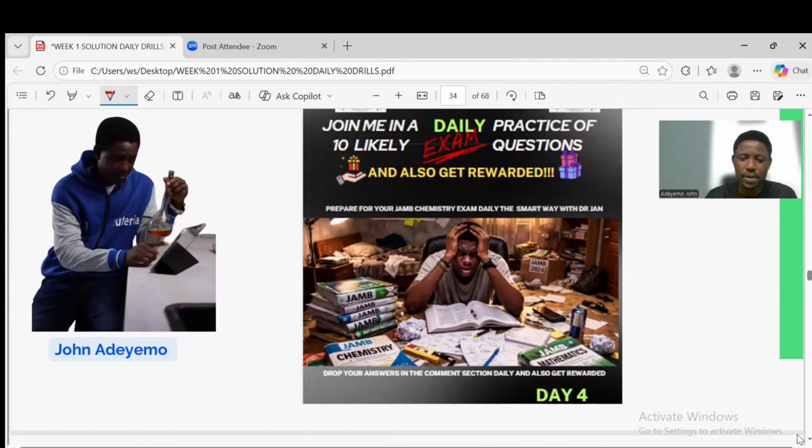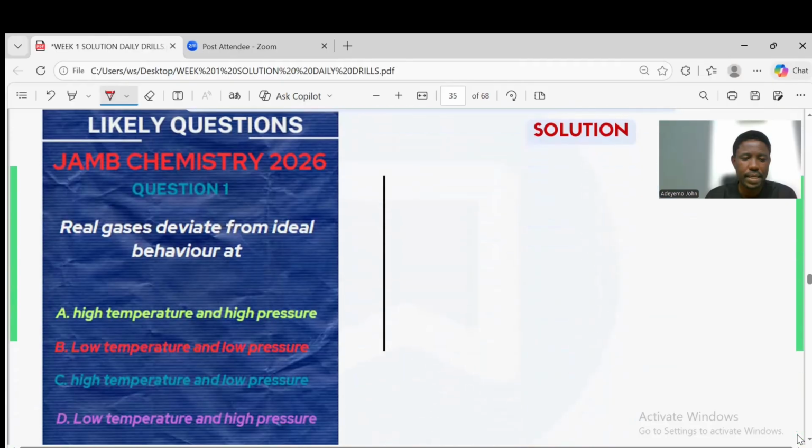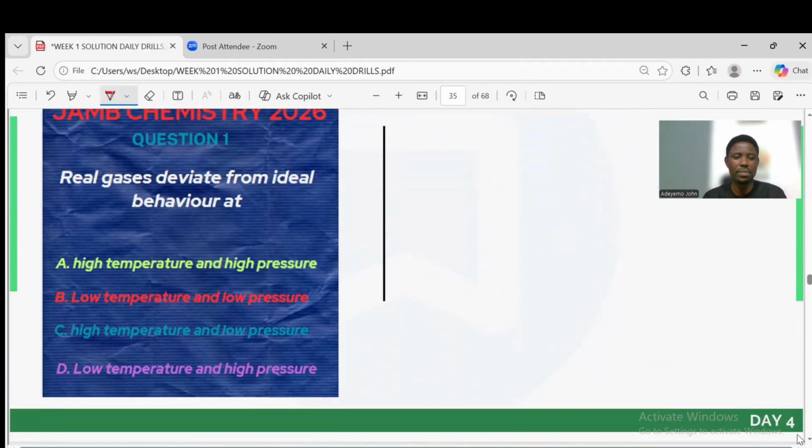So we are on day 4 already. So let's see, real gases deviate from ideal behavior. All right. Look at this. When we talk about the postulates of the kinetic theory of gases, all right, gases do this and that. That is for an ideal gas. Gas in our head, like they should just travel. Once you open them, they move from one place to the other. There is no form of attraction between them.